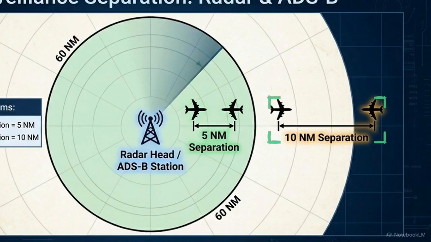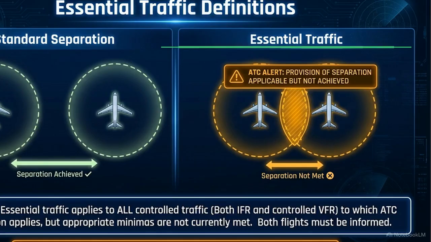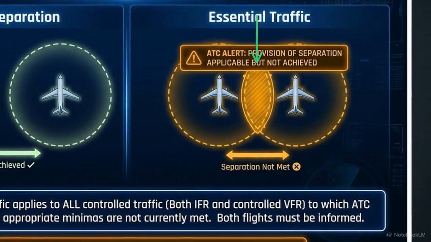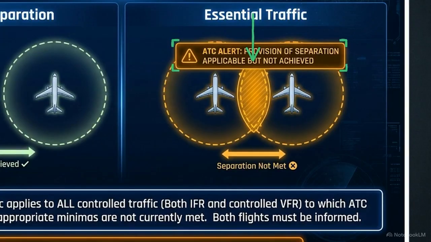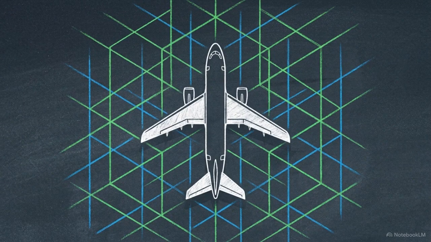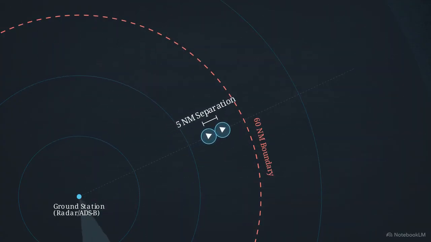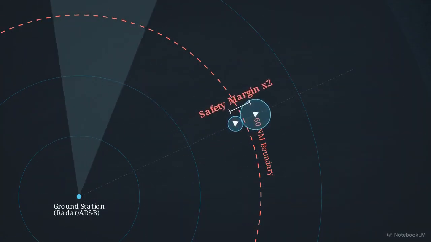This diagram defines essential traffic. This occurs when controlled flights, both IFR and controlled VFR, are operating in airspace where ATC separation applies, but the appropriate minima are not currently met. When this happens, ATC must issue an immediate alert. While modern surveillance hardware safely compresses the airspace, the physical geometry still governs the risk. Crossing a geographic boundary, like the 60 nautical mile radar ring, instantly doubles your required safety margin.